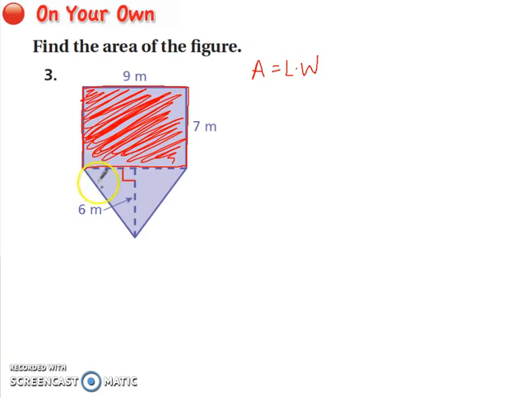After that, I do need to find the area of this triangle on the bottom, and that's going to be my second shape. So to find the area of the triangle, I need to multiply 1/2 times the base times the height. And remember that base and height meet at a 90-degree angle. Go ahead and take a moment to pause the video and try this on your own.